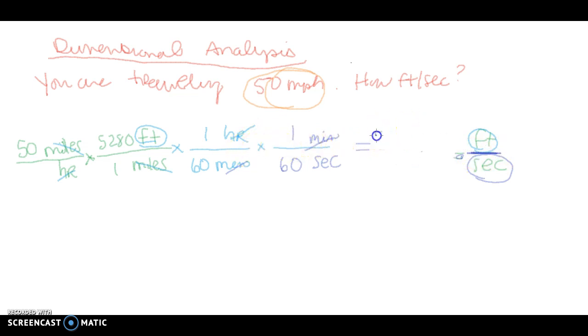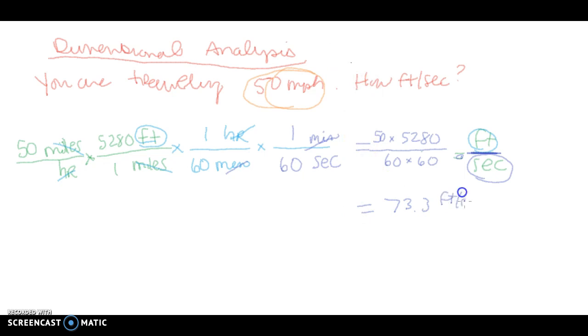On the top, I'm going to have 50 times 5280, and on the bottom, I'm going to have 60 times 60. I won't write any of the ones because it's a 1. When you're plugging it in your calculator, if I'm using no parentheses, I'm going to go 50 times 5280, which is 264,000. Then I'll do divided by 60, and then divided by 60 again. So then I get 73.3.